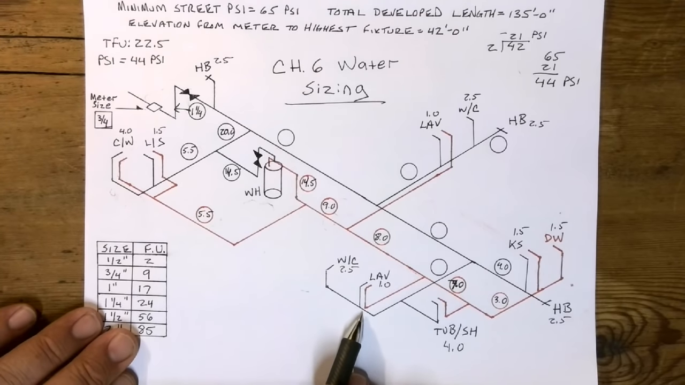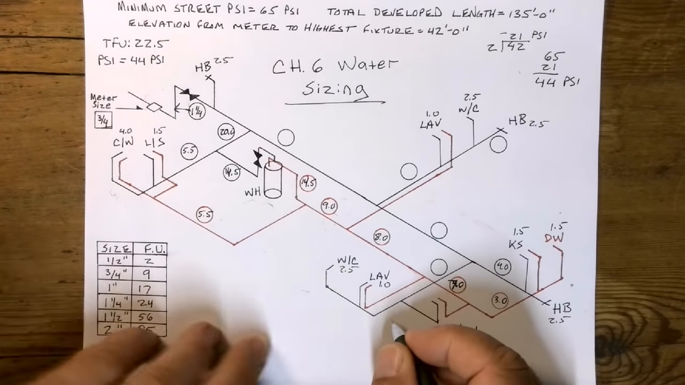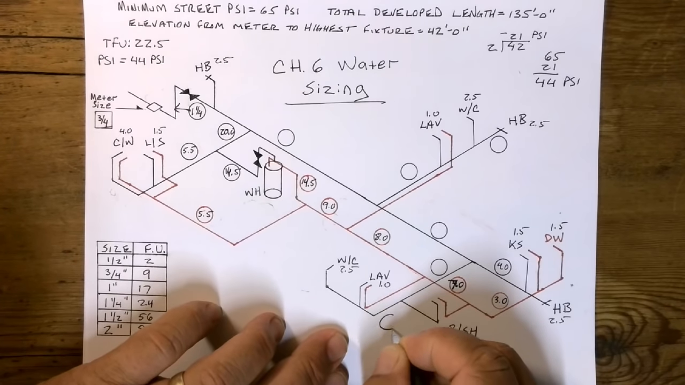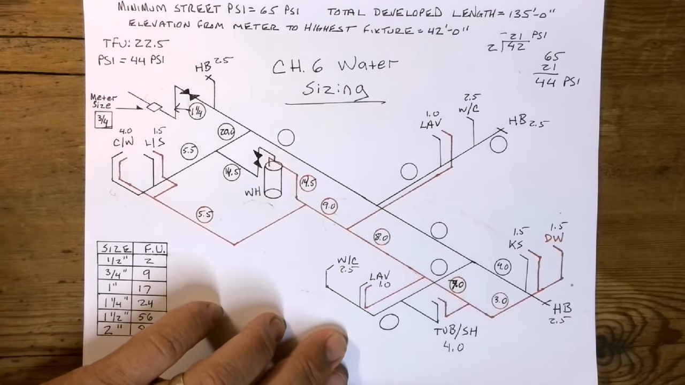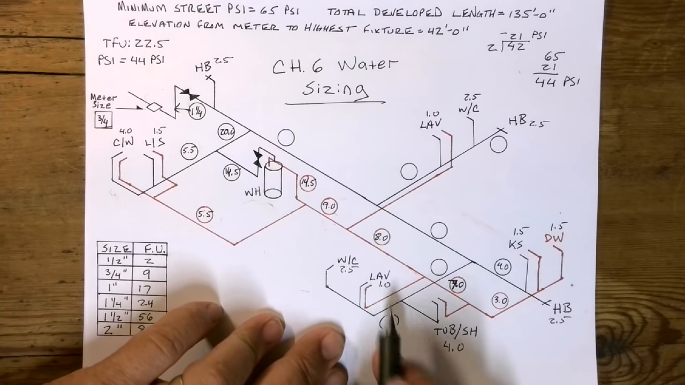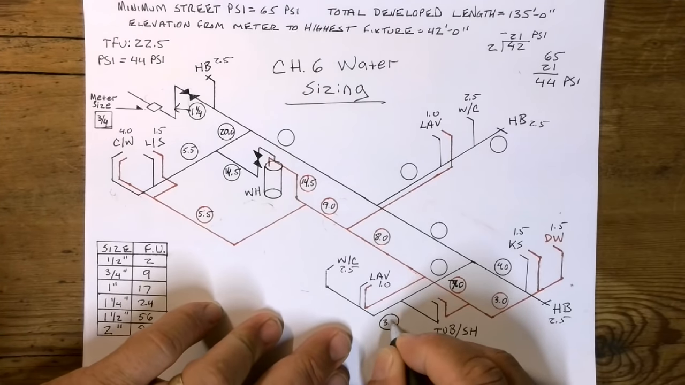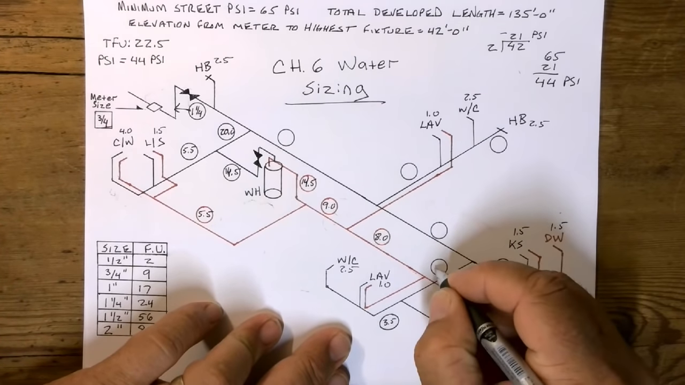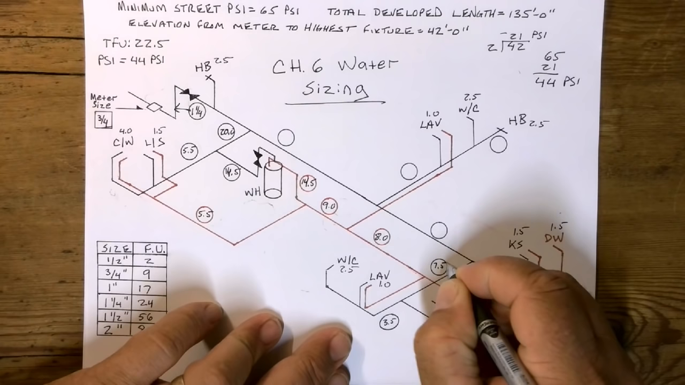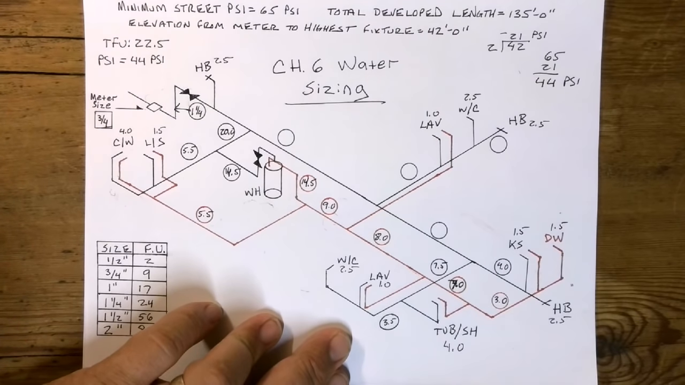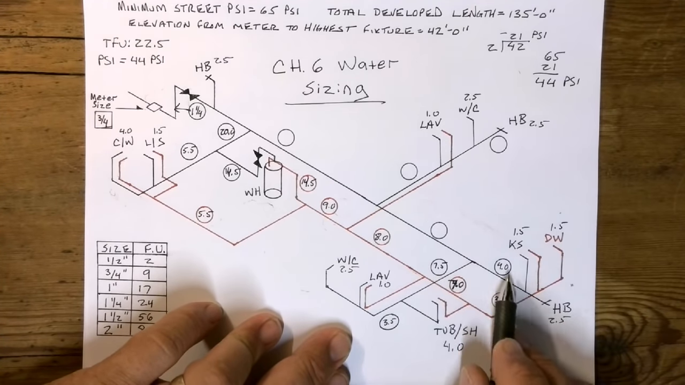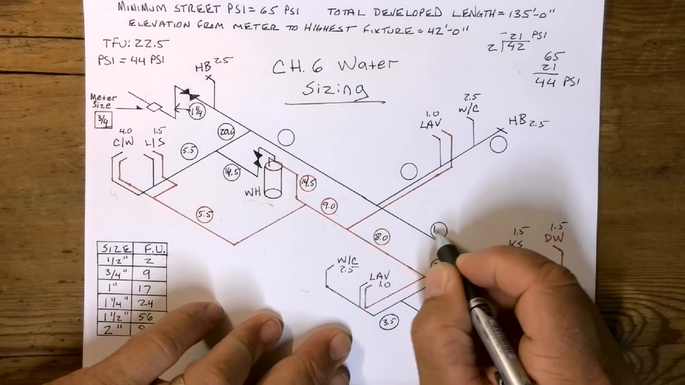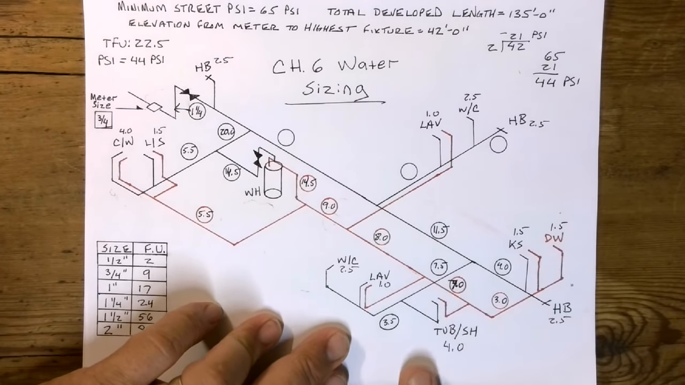So this piece of pipe right here, this length that I didn't put a circle on, that is here. I'll put a circle right here right now. There's my circle. Okay. So right here, I got 2.5 and 1. That's 3.5. Right? Plus the 4. That's this guy right here. That's 7.5. So I got 7.5 plus 4 right here for 11.5. Okay?